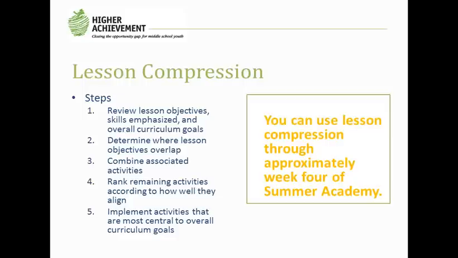Lesson compression involves taking 2 or 3 lessons, really no more than 3, and compressing them into one lesson. The first thing you'll do is review the lesson objectives, skills emphasized, and overall curriculum goals for these 2 to 3 lessons. Determine where there's an overlap in lesson objectives, and then combine associated activities. Anything that's not combined, you'll rank those remaining activities according to how well they align with the goals of the lesson, and implement the activities that are most central to your overall curriculum goals. By doing this, you'll be able to catch up and get back on track, only if you're falling behind.